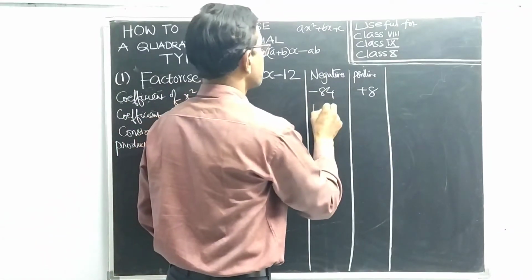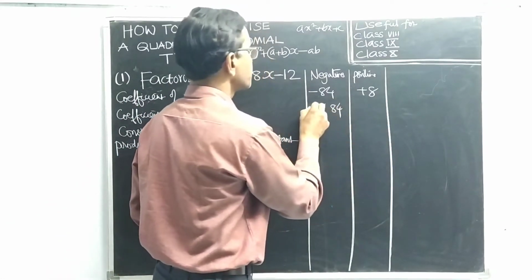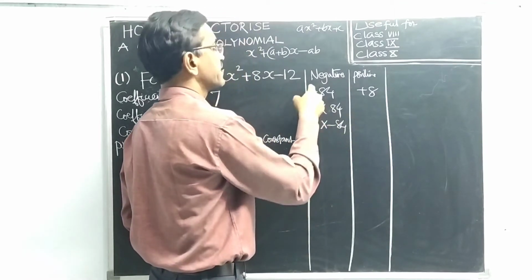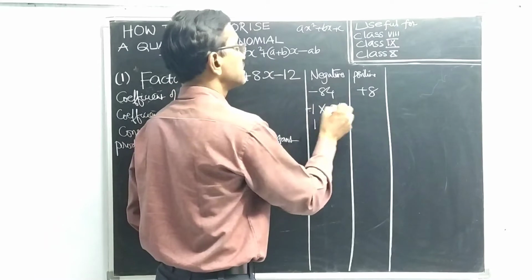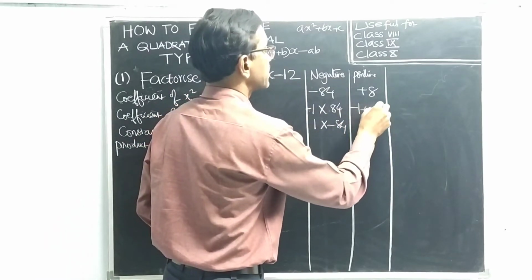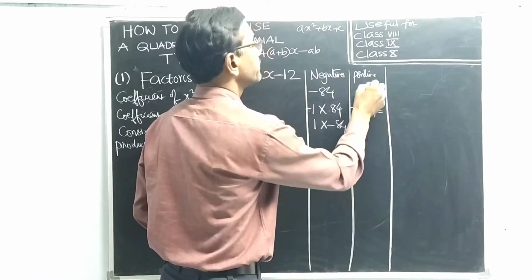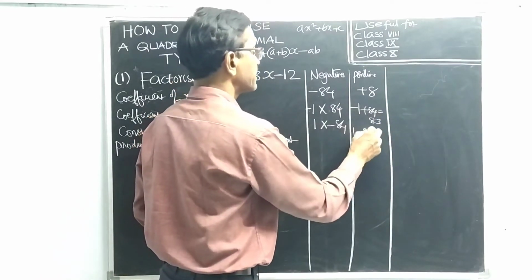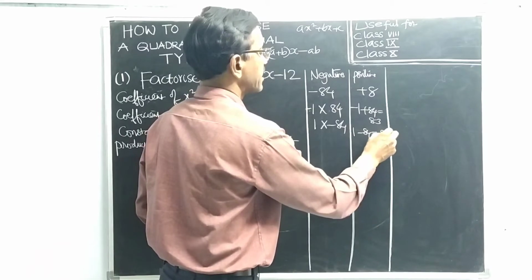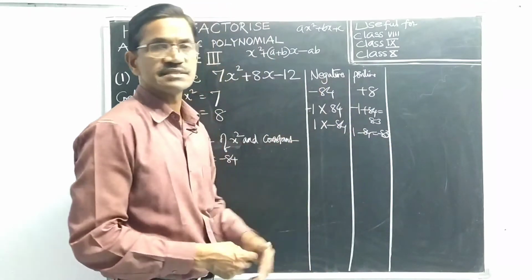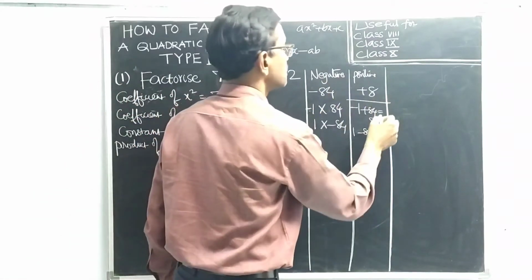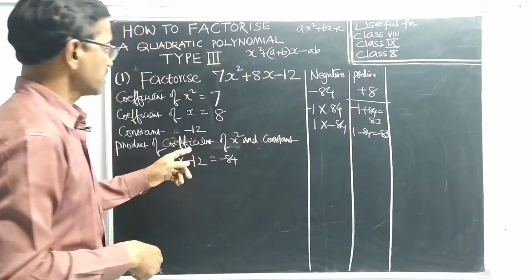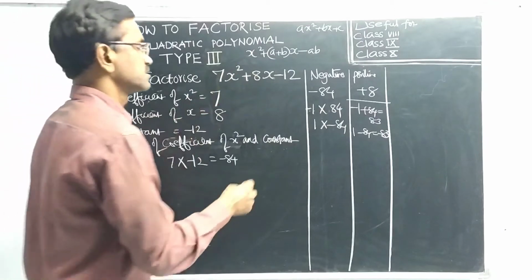First one, 1 into 84: minus 1 into 84 or 1 into minus 84. Minus into plus is minus, plus into minus is minus. Now let us add minus 1 plus 84. Do we get 8? No, 83 only. Here 1 minus 84, we get minus 83. But here 8 is there. So we should not take these numbers to split the 8x.